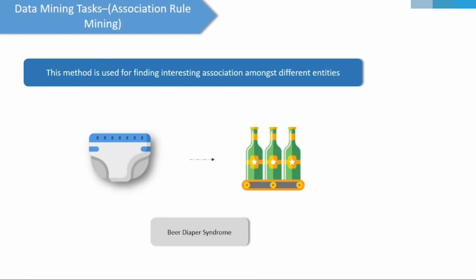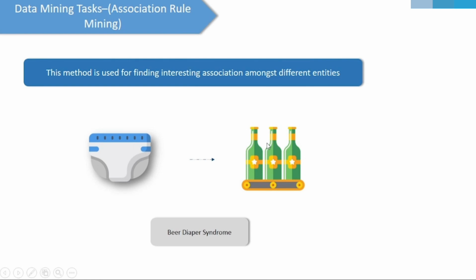Then we have another data mining task or data science task, which is association rule mining. This is used to find interesting associations amongst different entities. A perfect example for this is the beer diaper syndrome. Long ago, maybe around 10 or 15 years back, there was a case study done by a supermart where they wanted to find out the relationship between the buying patterns of different customers. And when they were doing this case study, they understood that when a dad comes into the store to buy diapers, there is a very good likelihood that he will also buy a can or a bottle of beers along with the diaper.